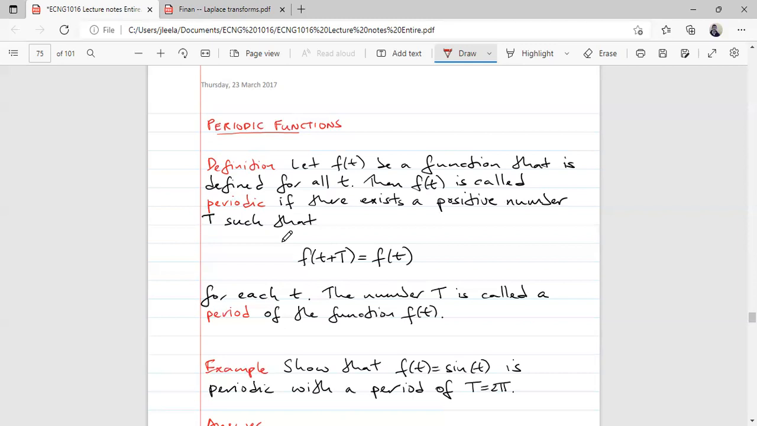Let's look at the definition. Let f(t) be a function that is defined for all t. Then f(t) is called periodic if there exists a positive number T such that f(t plus T) is equal to f(t). So that is what periodic means. Whatever the function is at some value plus another value, it equals the function at the initial value, for each t. If this was p and you get the same thing, the function is periodic with parameter p. The number T is called the period of the function. If it had p here, p would be called the period.